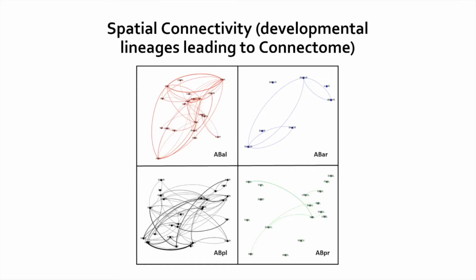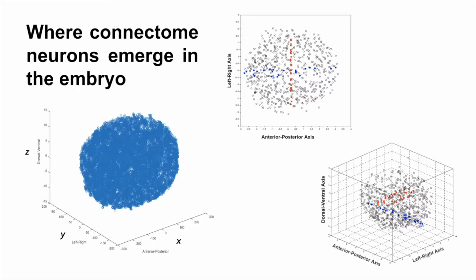This is at about 300 minutes of embryonic development. You can see that you can track the different neural identities based on their lineage tree position. So for different parts of the lineage tree, we can find neurons, we can find their connectivity, and then we can link that back to the embryo network. When connectome neurons emerge in the embryo, we find that they're actually very conserved relative to the adult.